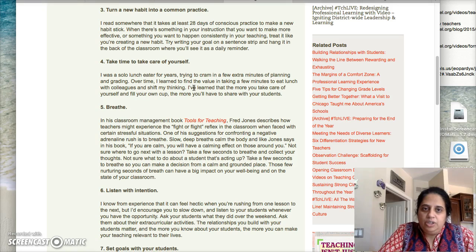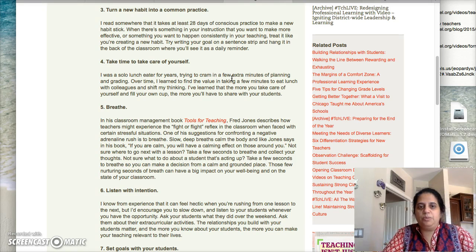Number 3 is turn a new habit into common practice. It might be a good idea to write an important goal on a sentence strip and put it somewhere in the classroom, visible to all the students, where it will serve as a daily reminder.